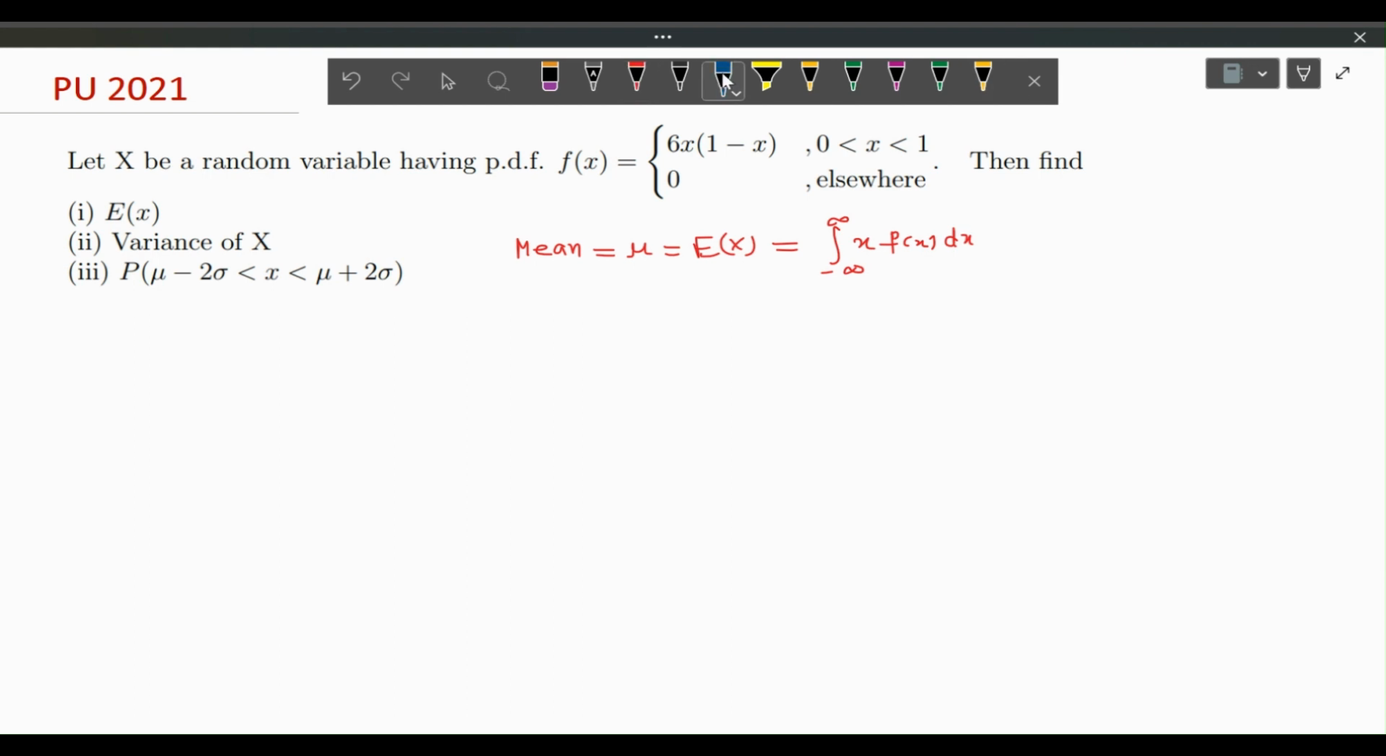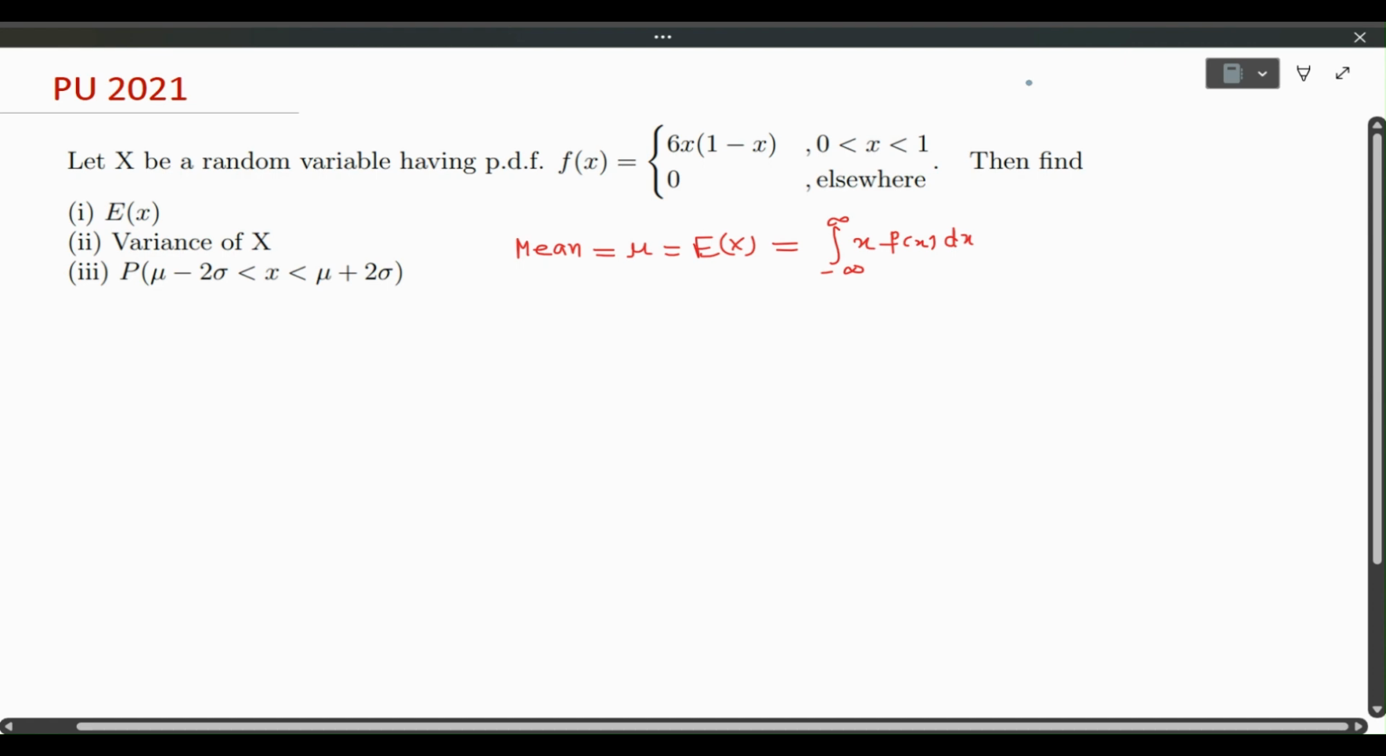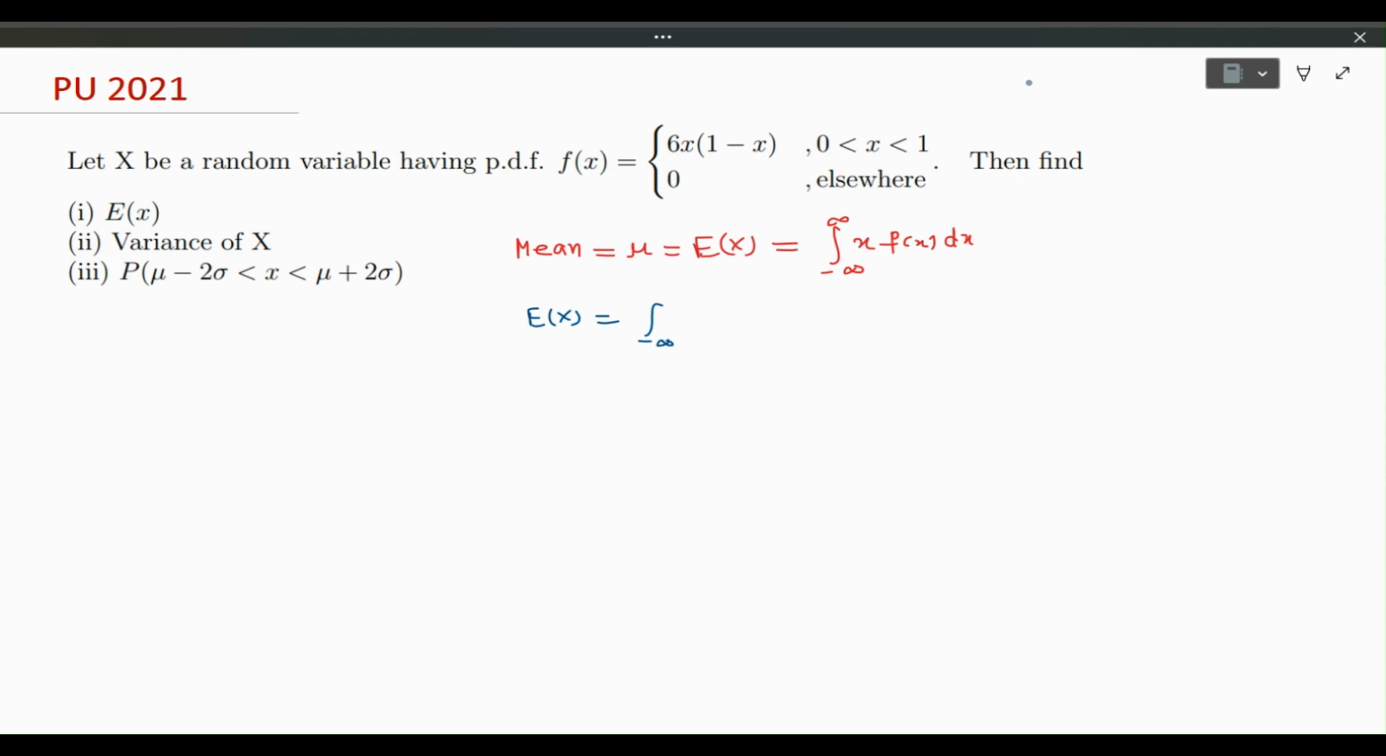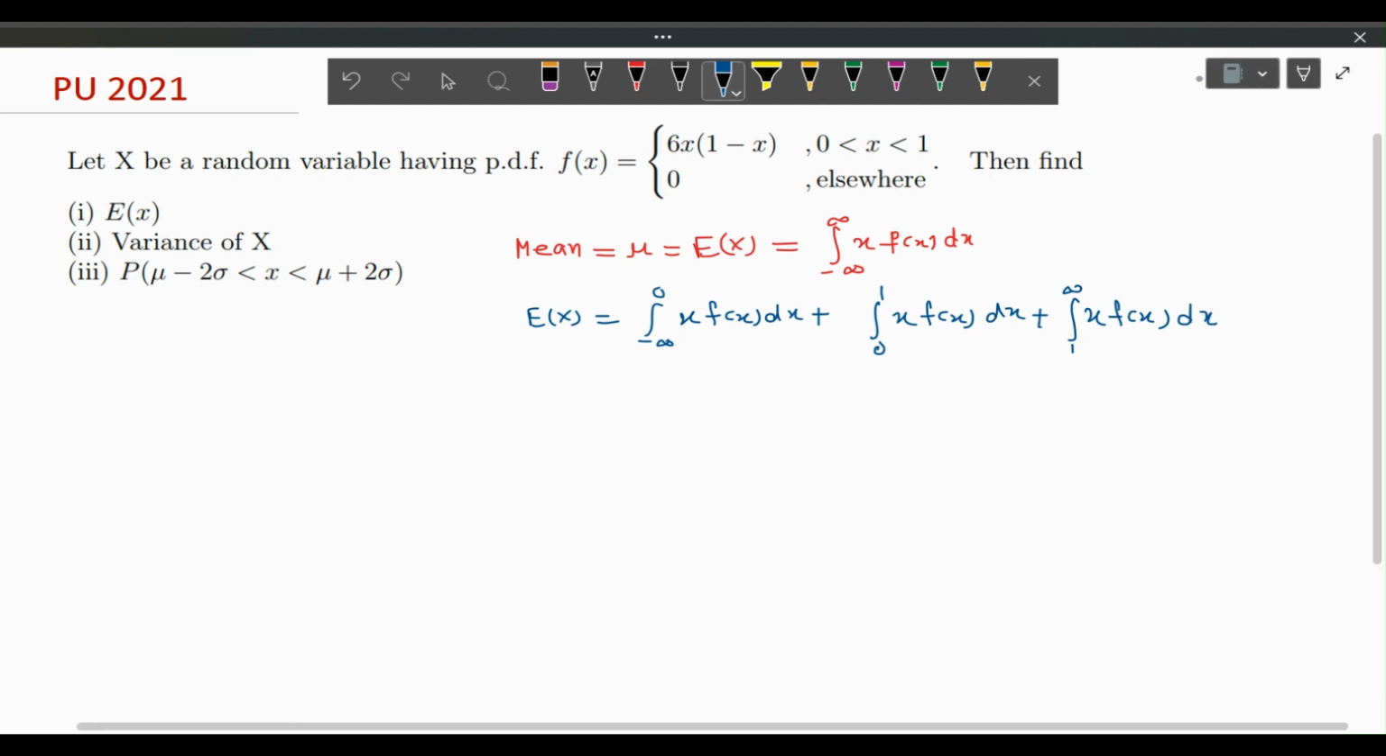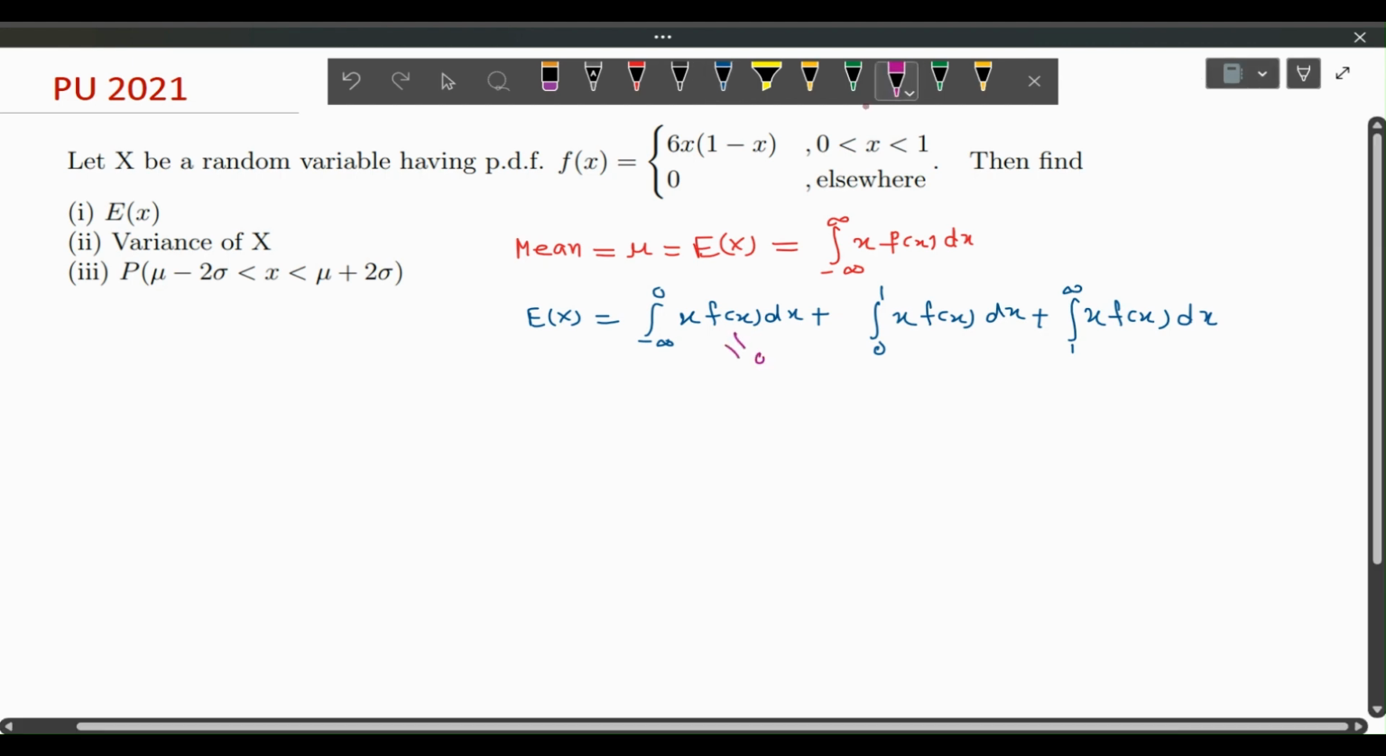Here the function is defined for different values of x, so we have to split the integral into minus infinity to 0 of x f(x), 0 to 1 of x f(x), and 1 to infinity of x f(x) dx. The value of these two integrals is 0 because the functional value is 0 from minus infinity to 0, and this is also 0.